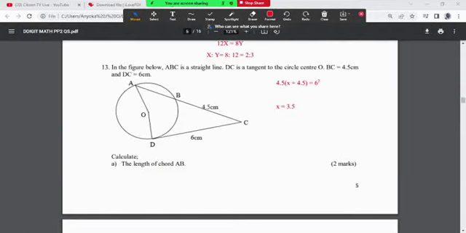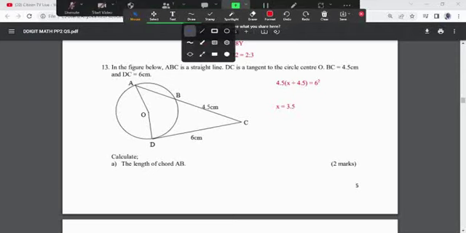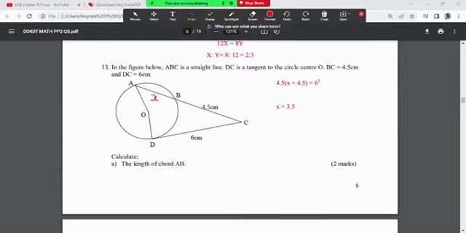Question 13. The figure below, ABC is a straight line. DC is a tangent to the circle at D. BC is equal to 4.5 and DC is equal to 6. Calculate the length of chord AB. So chord AB, let's call it X centimeters.